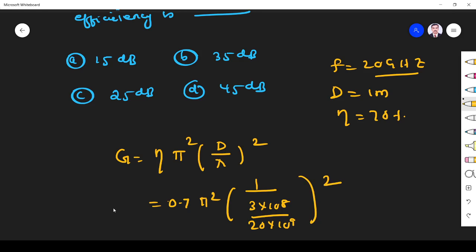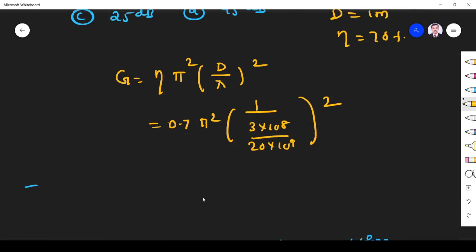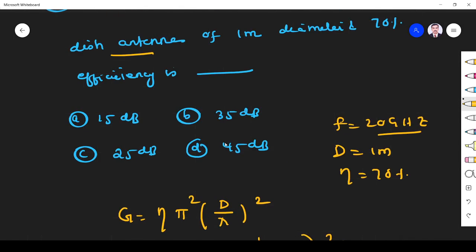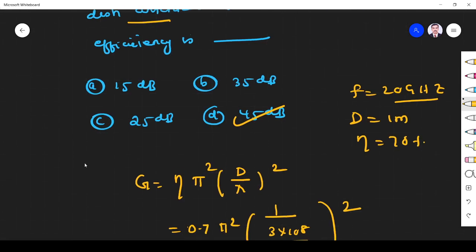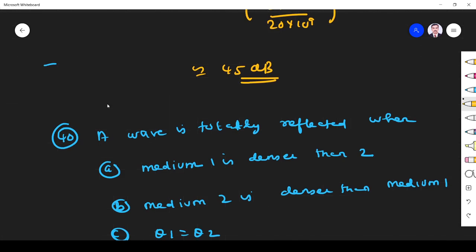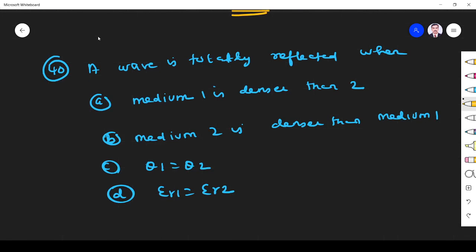So if you simplify, what we get is approximately 45 dB. So the answer is 45 dB. Okay. And the next question is, a wave is totally reflected when medium 1 is denser than medium 2. Okay. Fine. Next.